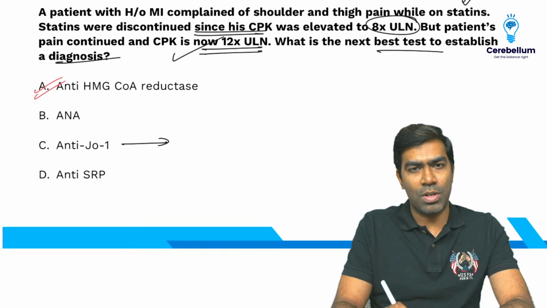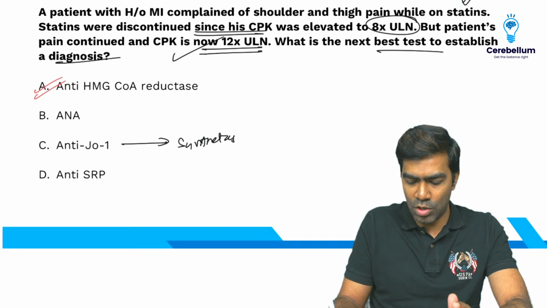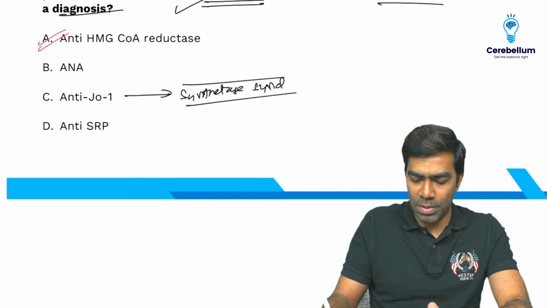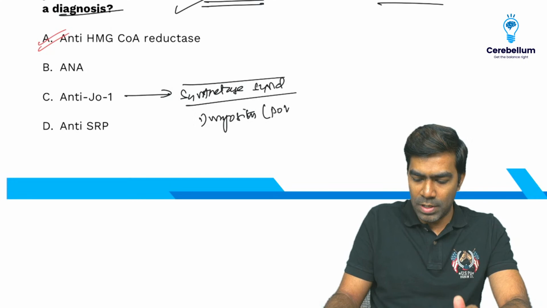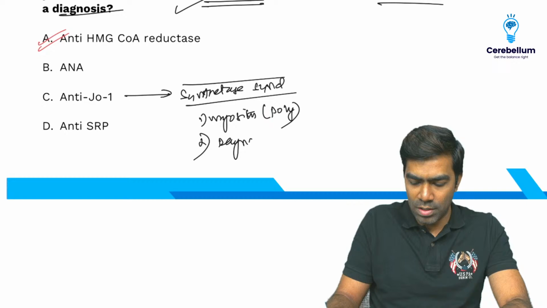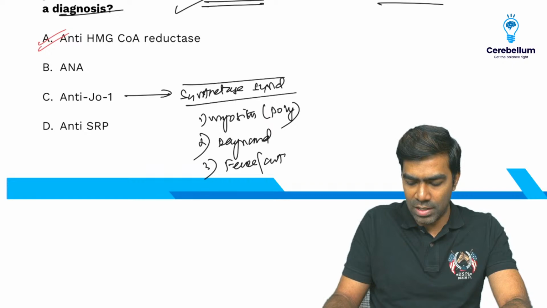Anti-Jo-1 antibody will be associated with something called synthetase syndrome. So what do you mean by the term synthetase syndrome? Patients will have myositis, typically a polymyositis picture. Number two, patients will have Raynaud's phenomenon. Number three, patients can have fever and arthritis. And number four, patients can have interstitial lung disease, ILD.